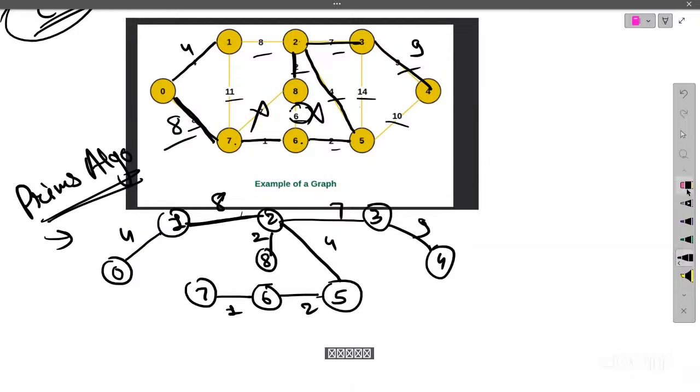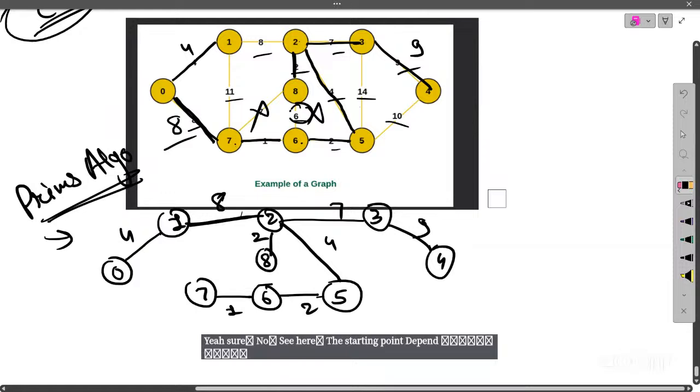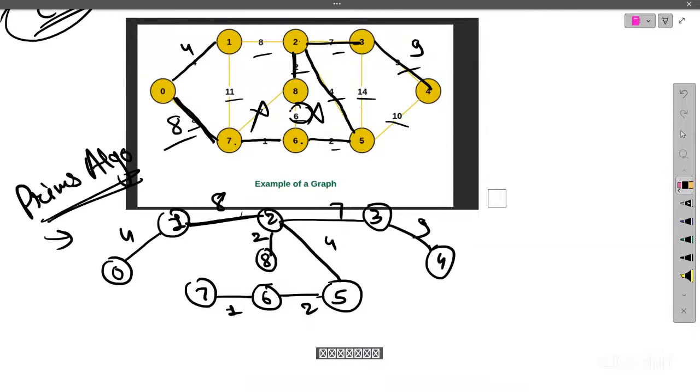Yeah, sure. See, here the starting point depends on the minimal cost edge. So here the minimal cost edge is edge number 1, so that's why we have to start from there. How can we take then 7 and 0? Sorry, what? How can we take the edge between 7 and 0?